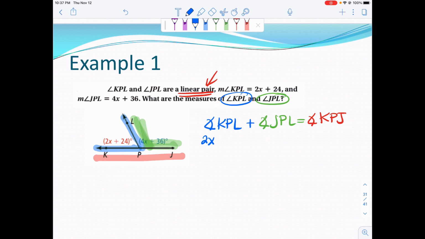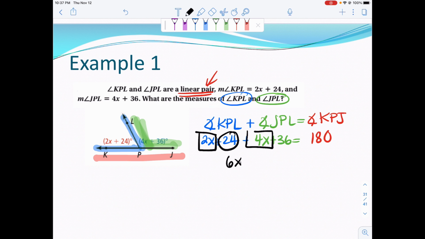So the equation is 2x plus 24 plus 4x plus 36 is equal to 180 degrees, because it's a linear pair, so we know they are going to be supplementary. So here we go. We're going to go ahead and just solve. We're going to combine our like terms, which you already did, right? You're going to do 2x plus 4x, and 2x plus 4x is going to be 6x.